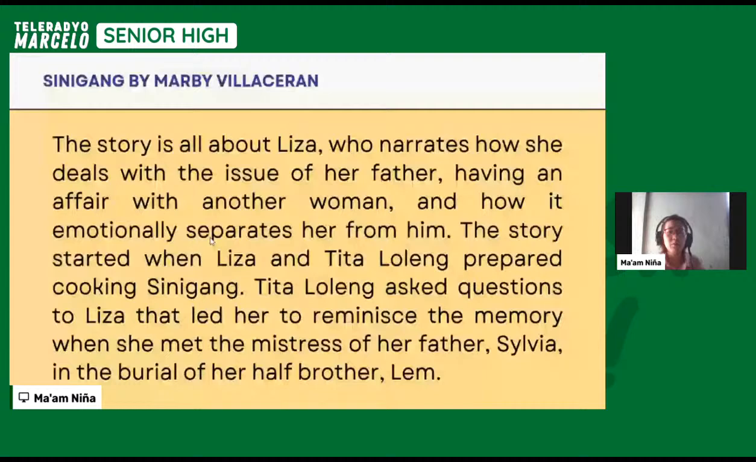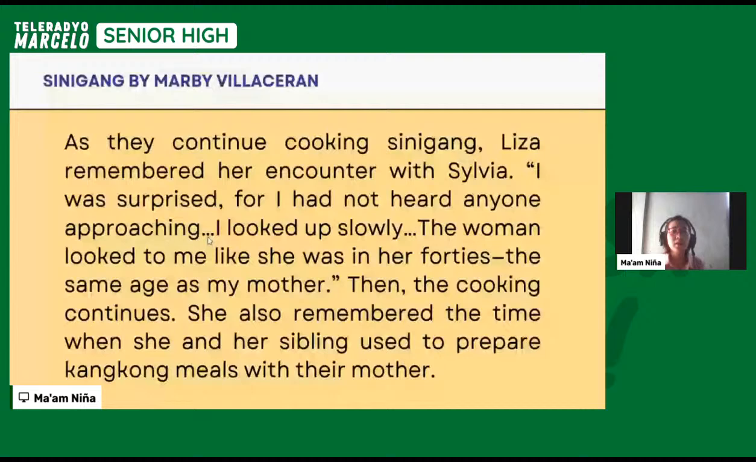Okay. So the story is all about Lisa, who narrates how she deals with the issue of her father having an affair with another woman, and how it emotionally separates her from him. The story started when Lisa and Tita Loleng prepared cooking sinigang. Tita Loleng asked questions to Lisa that led her to reminisce the memory when she met the mistress of her father, Sylvia, at the burial of her half-brother, Lem.